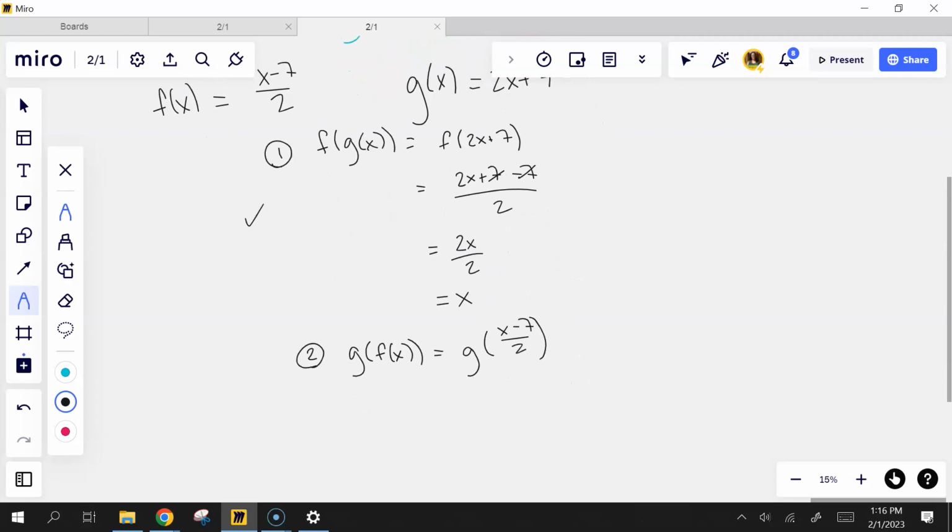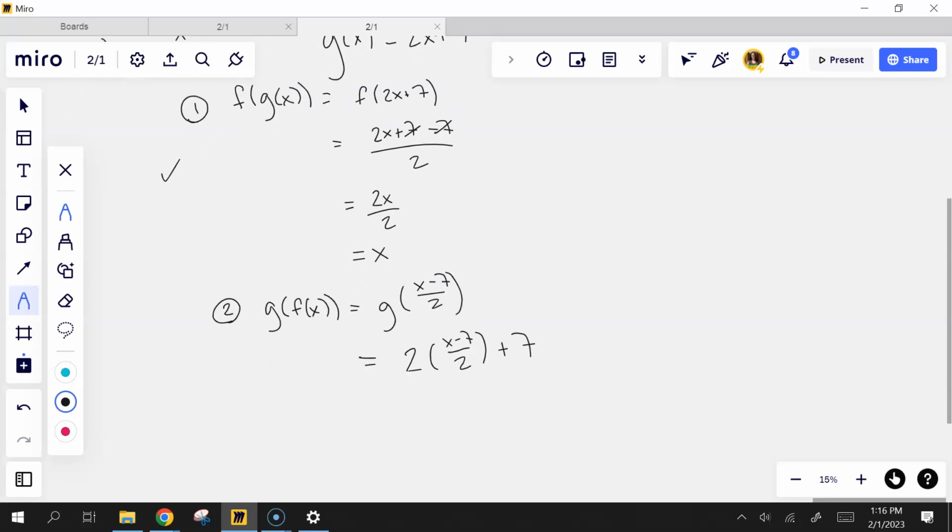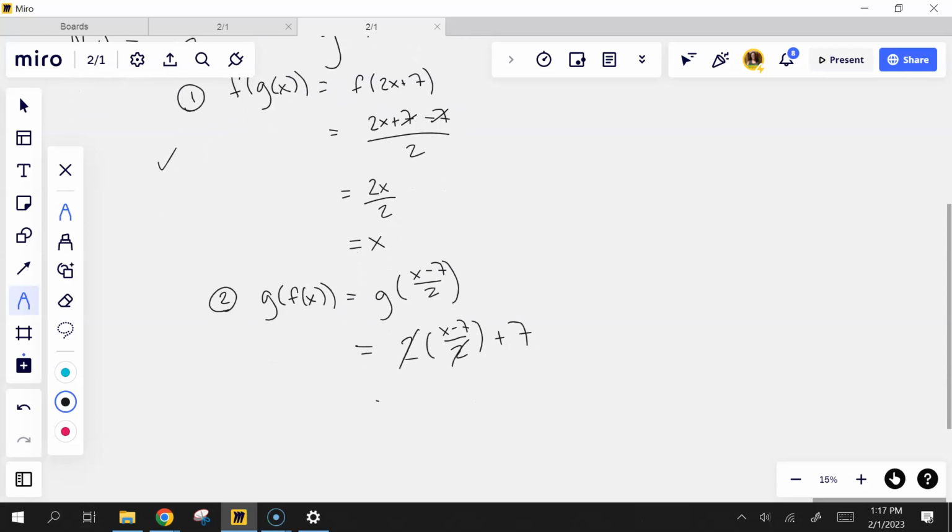So now I'm going to do the same. I'm going to take g, and I'm going to plug in x minus 7 over 2. And I'm going to cancel out in the right order, one thing at a time. What cancels first? The 2s. That's right, the 2s. We don't actually solve it, we just cancel that. This is just the algebraic. That's what you've already done. I hope now that we've done it that you remember doing it.